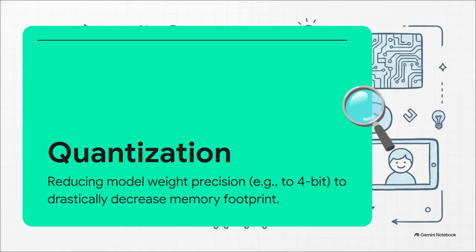Think of quantization like compressing a giant raw video file into a tiny MP4 so it actually fits on your smartphone. You might lose a tiny, barely noticeable bit of detail, but the core intelligence is completely preserved, and it drastically decreases the memory footprint.